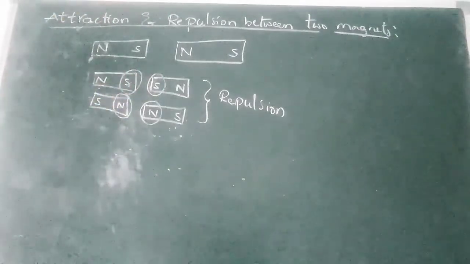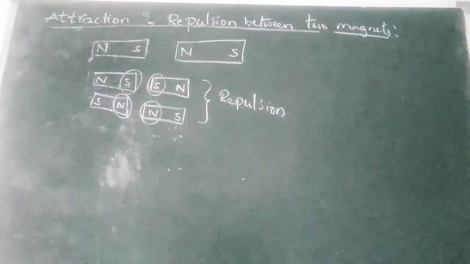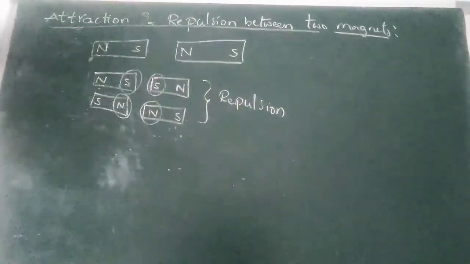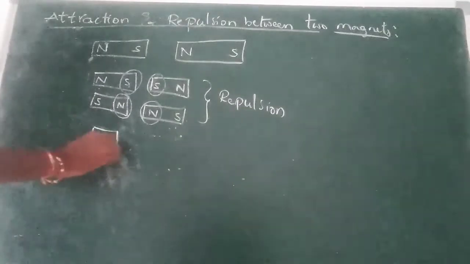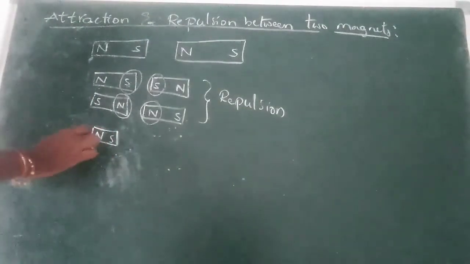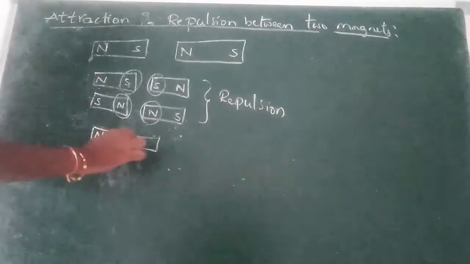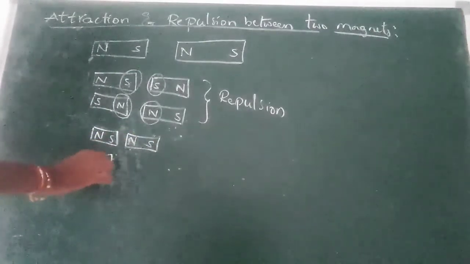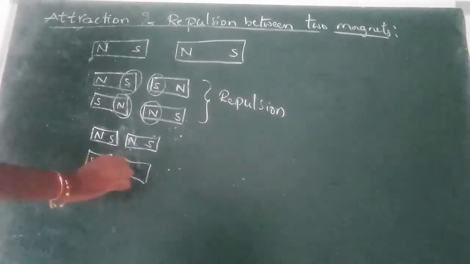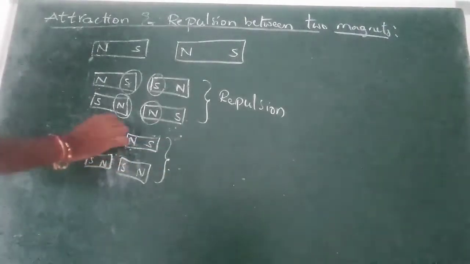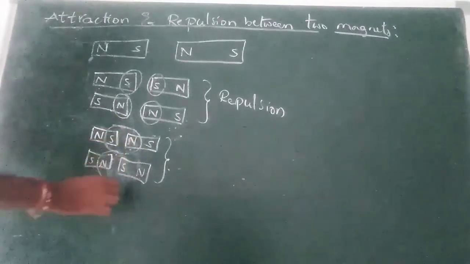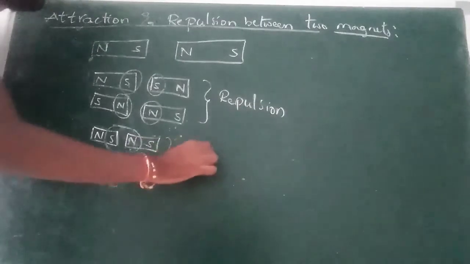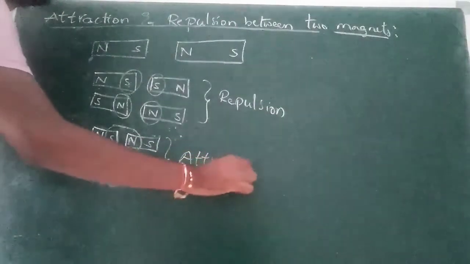So if you place similar poles nearby, the magnets move away from each other, and that process is nothing but repulsion. If you keep unlike poles nearby, like the north pole of one bar magnet and the south pole of another, or south pole and north pole, these are opposite poles. Whenever you place opposite poles nearby each other, attraction between the magnets takes place.